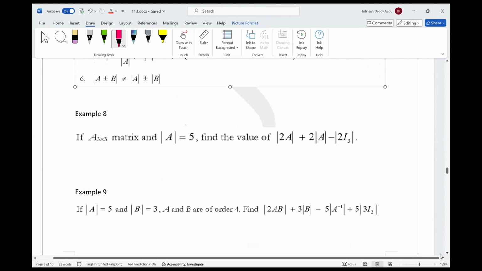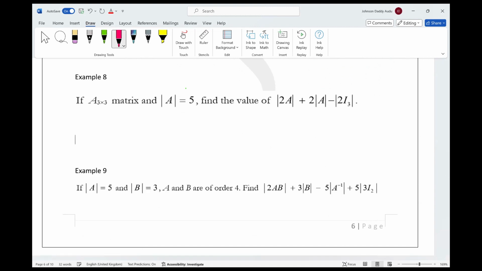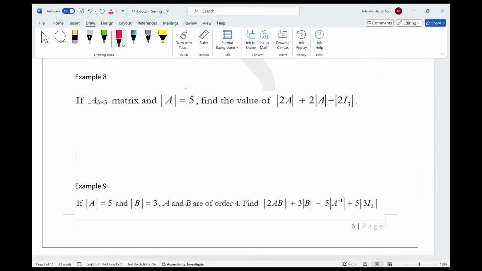So let's look at these few examples. For example 8 now, it says if A is a 3 by 3 matrix, then the determinant of A is equal to 5. You want to find this expression.